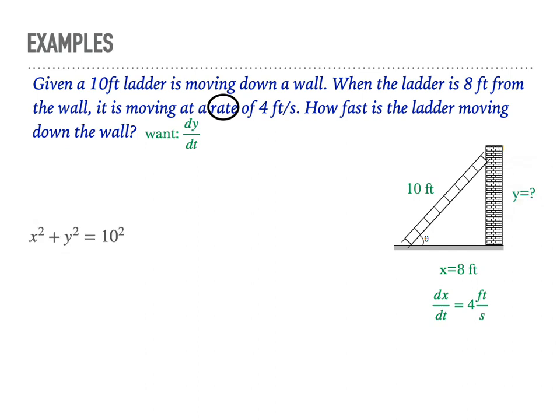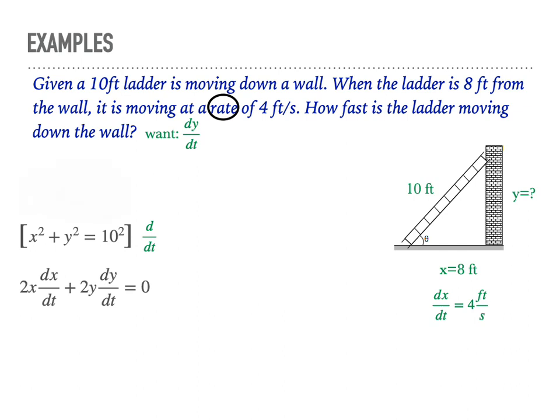So first, let's write an equation relating these variables together. We can use the Pythagorean theorem. So x squared plus y squared equals 10 squared. And let's find the derivative of this with respect to time. So remember from the implicit differentiation video, we have to implicitly differentiate this equation. So we get 2x, which is the power rule, 2x times dx over dt, because the derivative of x with respect to time is dx over dt, plus 2y times dy over dt equals 0, because the derivative of 10 squared is 0.